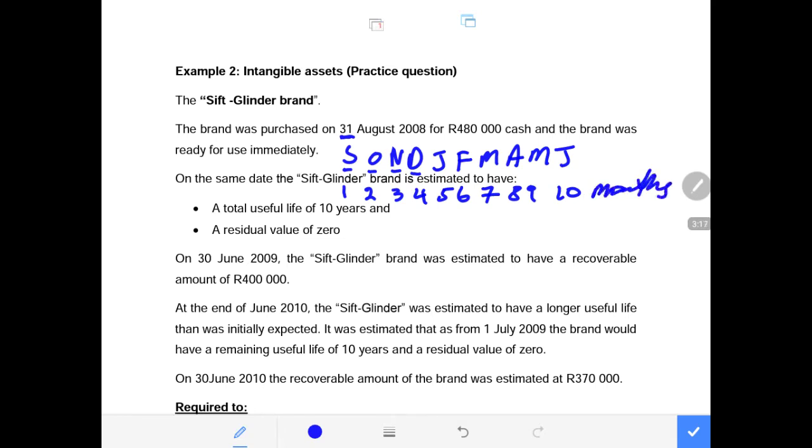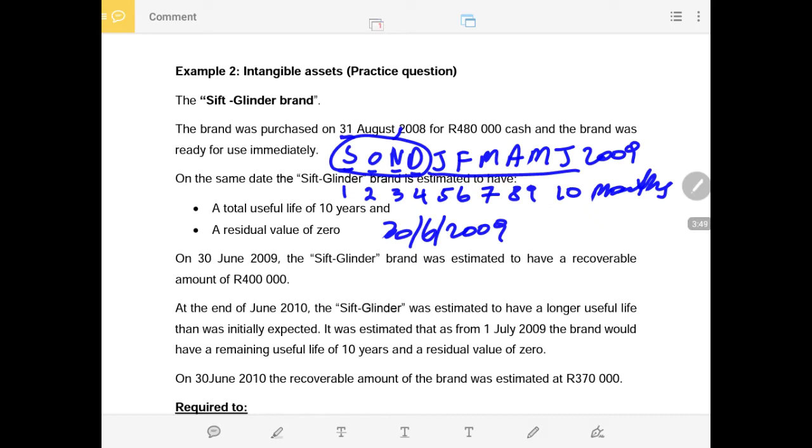So this will be for the first 10 months up until the 30th of June, the 6th month in the year 2009. Because from September up until December, it is still the year 2008. Then from January up until June, this is in the year 2009. So now that means the amortization for the first year will only be for a period of 10 months in the 2009 accounting period. Now we continue on that same note.